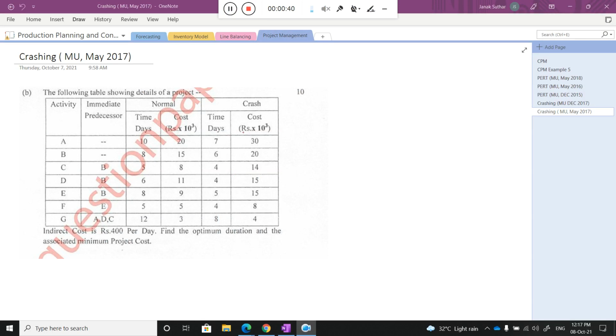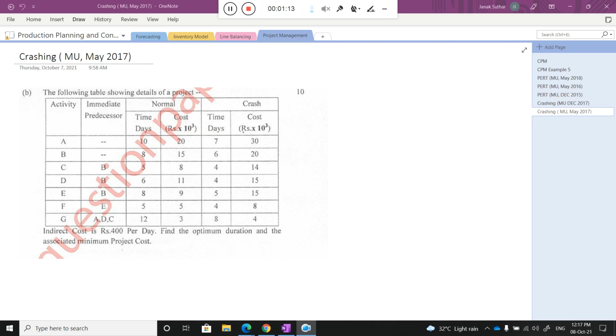Now what is the difference between our earlier numerical and this numerical? In the earlier numerical there was no indirect cost. In this numerical we will also deal with the indirect cost. As I discussed in my earlier session, indirect cost is related to equipment taken on a rent basis, or capital tied up and related to interest. With time duration, that interest will definitely increase.